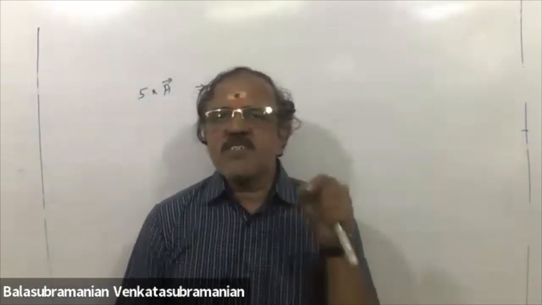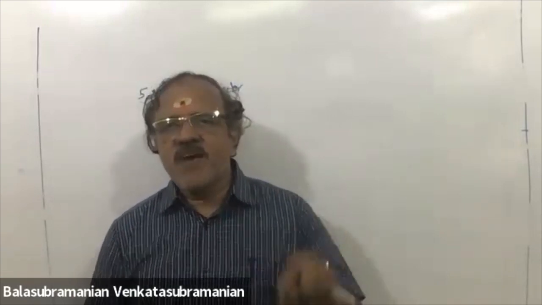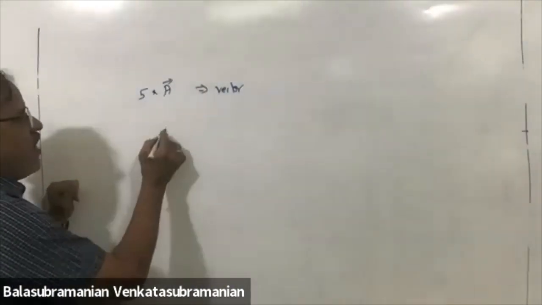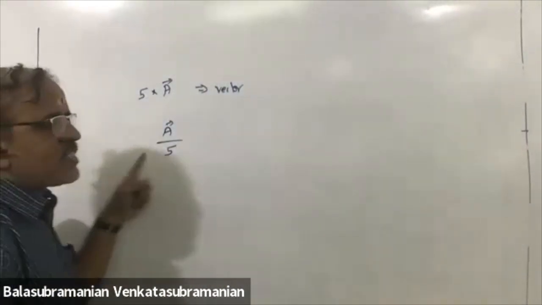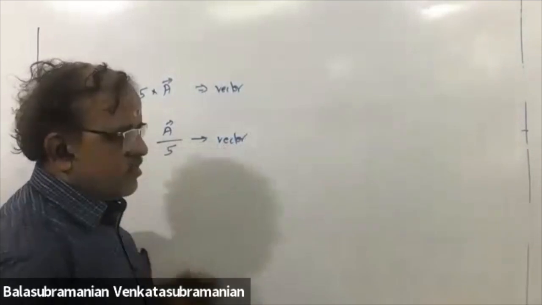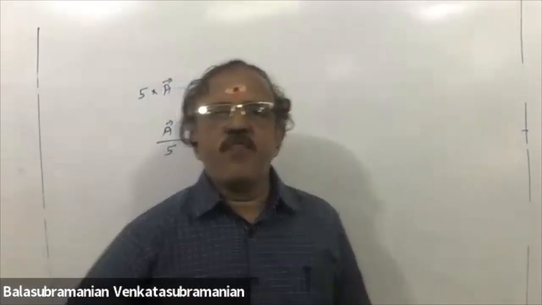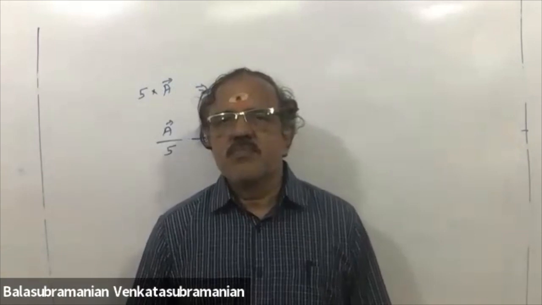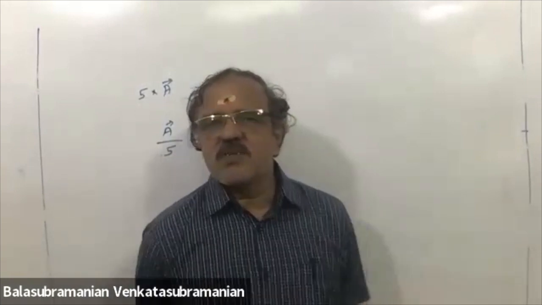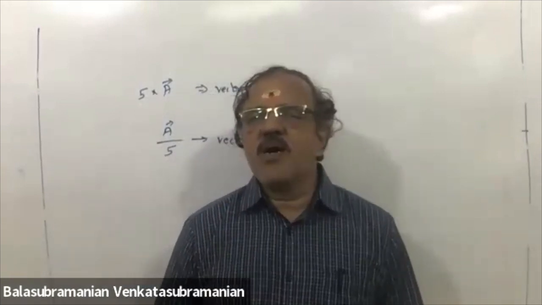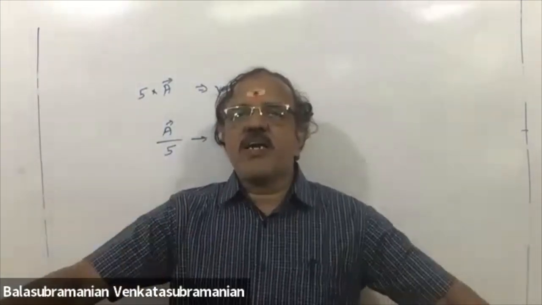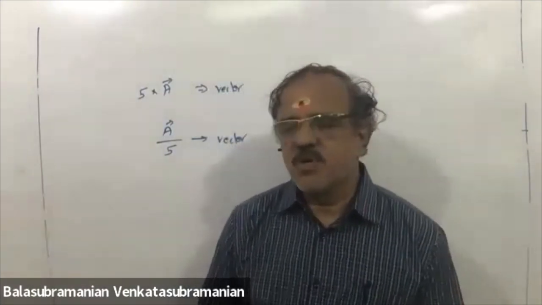So multiplication of a scalar in vector, resultant is a vector quantity. A vector by 5, division of a scalar in a vector, resultant is a vector. 10 Newton divided by 5 is 2 Newton. Newton has got force direction. It will not change. So by multiplying a number or dividing a number, the resultant is only a vector quantity. Okay, fine.